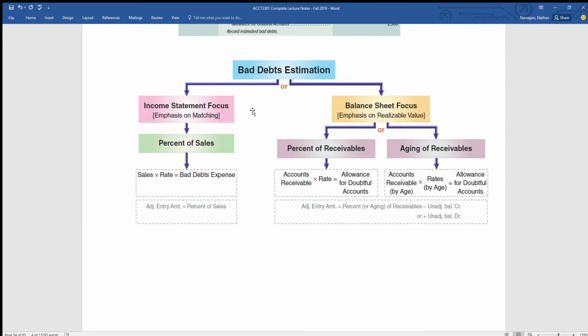Here on the balance side, we have two methods: percentage of receivables and age of receivables. Both of these will adjust the allowance for doubtful accounts. Percentage of receivables is a little bit easier: take accounts receivable times the rate. Here we take a total after we multiply all the receivables by their age, by their rates, and we get them.